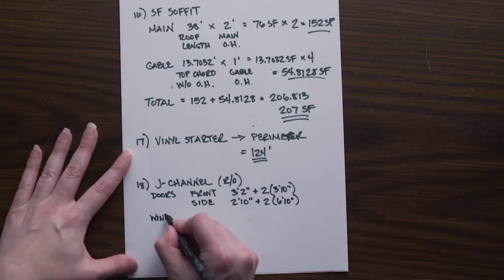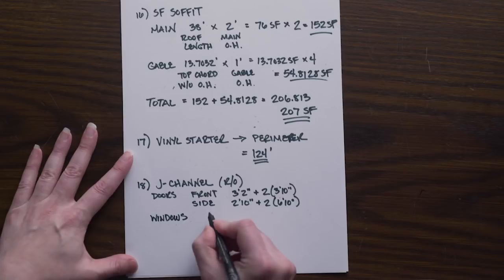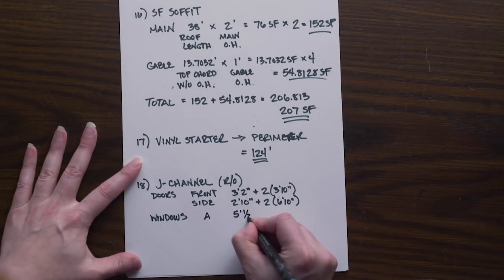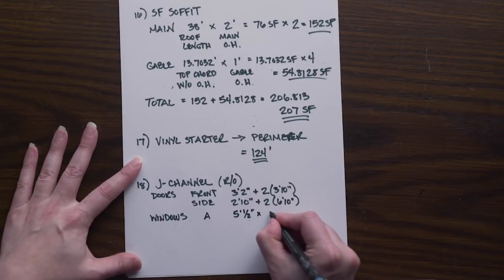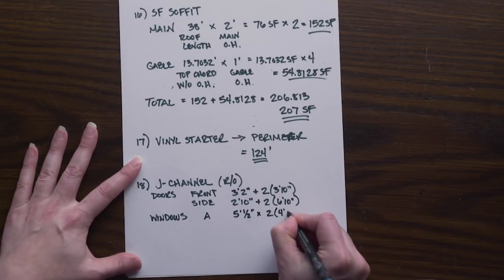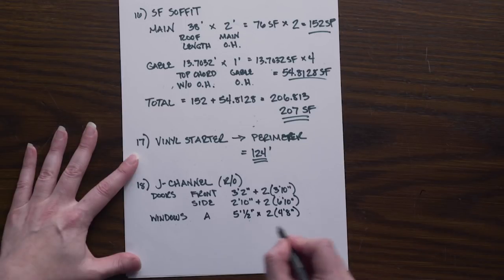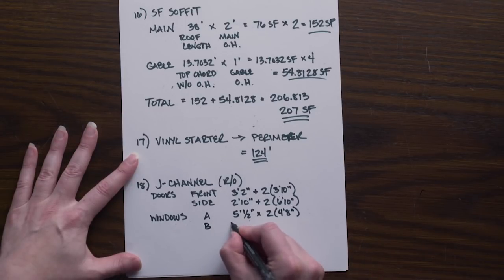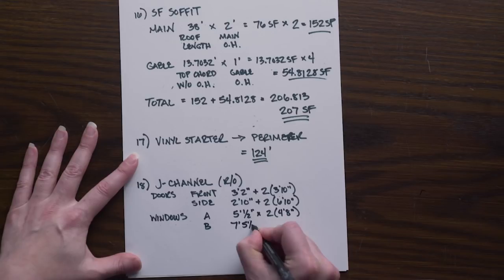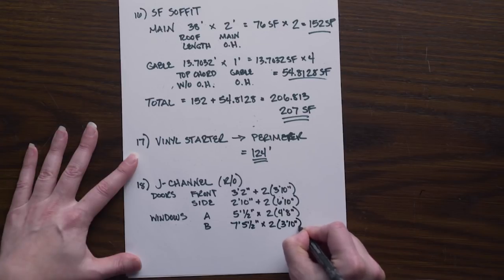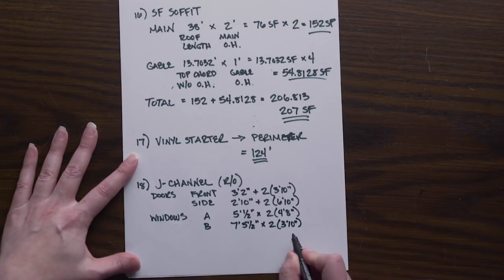Next up for our windows, we have our A window, 5'1/2" for the width, 2 times the 4'8" for our height. Our B, 7'5½" times the 2 times the 3'10", again because the bottom portion is in brick.